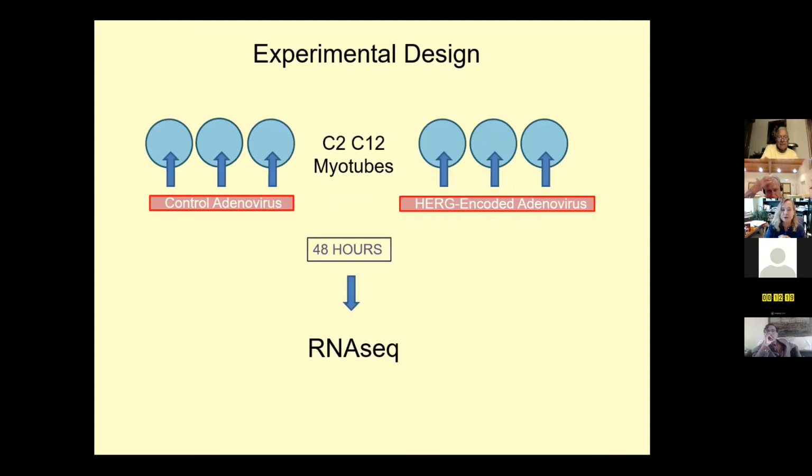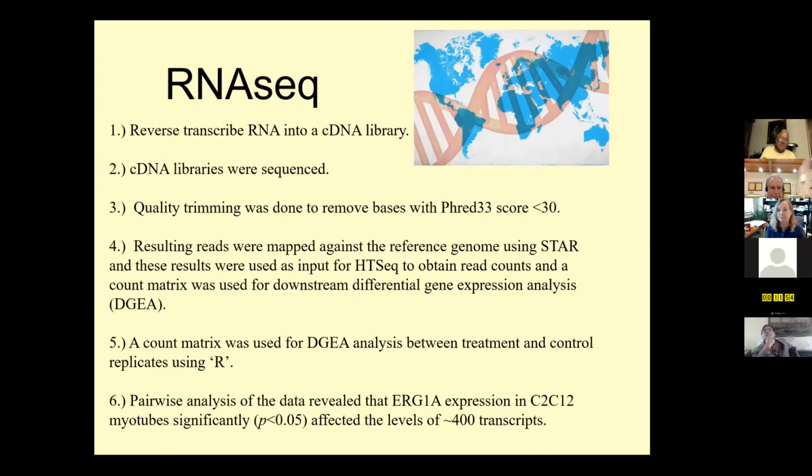So we decided to do some RNAseq. So we looked at C2C12 myotubes. We used a control adenovirus to express the GFP marker in some of the cells. Then we used a HERG encoded adenovirus to express our channel in another set. After 48 hours, we extracted the RNA and sent that off for RNAseq to a genomics group at Purdue University, where my colleague Greg Hockerman works.